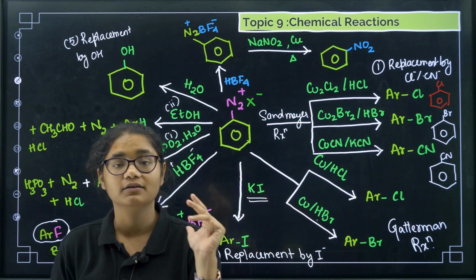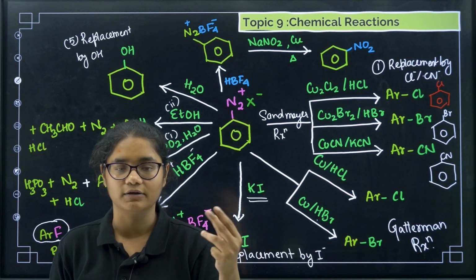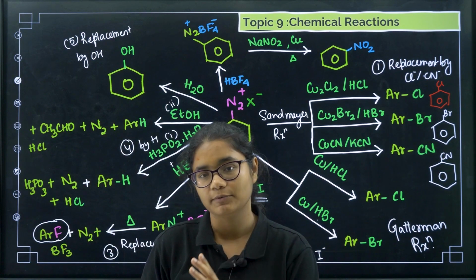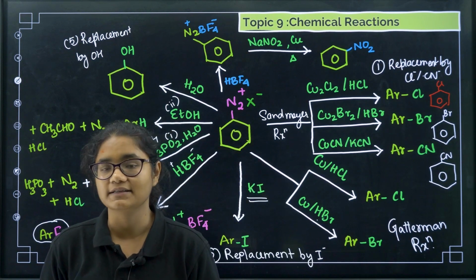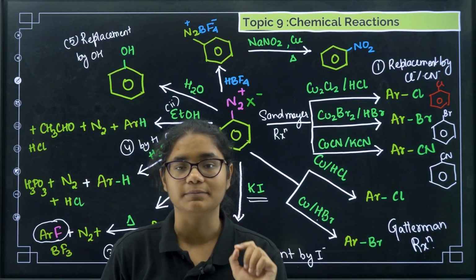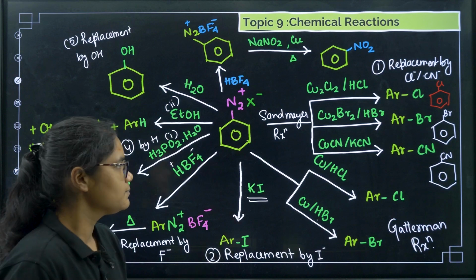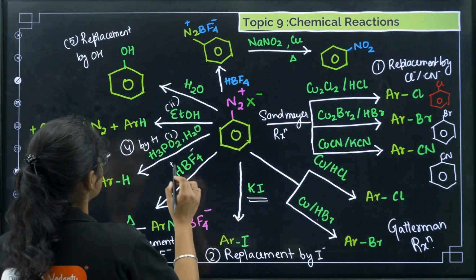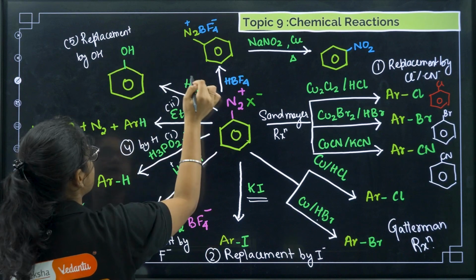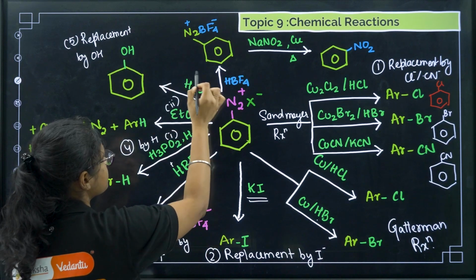For replacement with H, you have the reagent H3PO2 and water, and another reagent that you can use is ethyl alcohol. Now the fifth one we are talking about is replacement by OH-, right? For that you have to use, very simple, just water. So this is replacement by OH, you just use water.